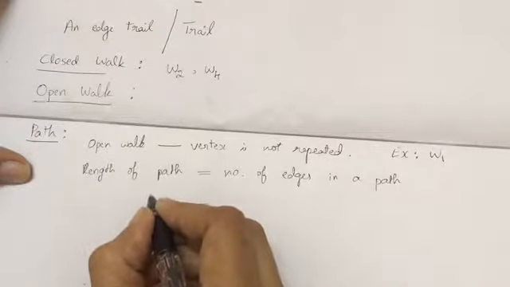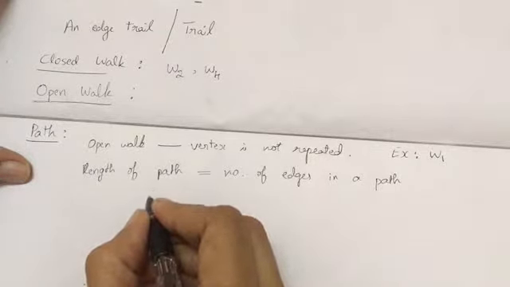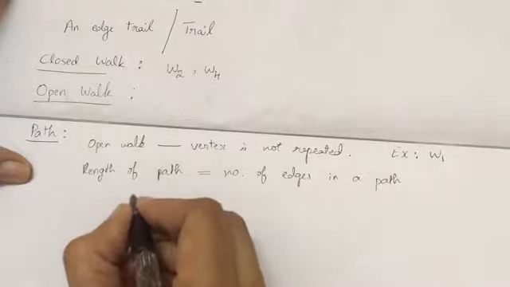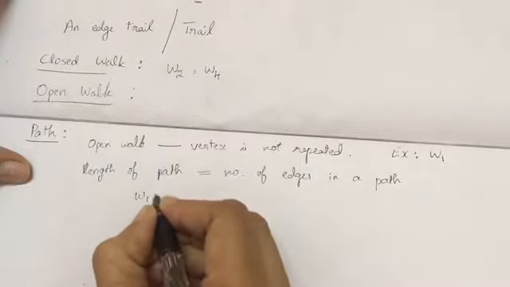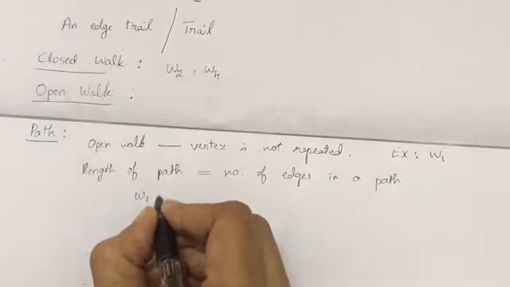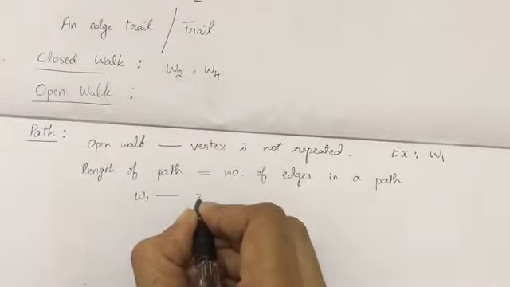So if I ask the path length of W1, it is a path of length 3.